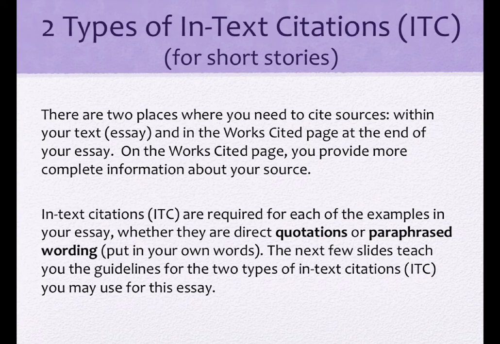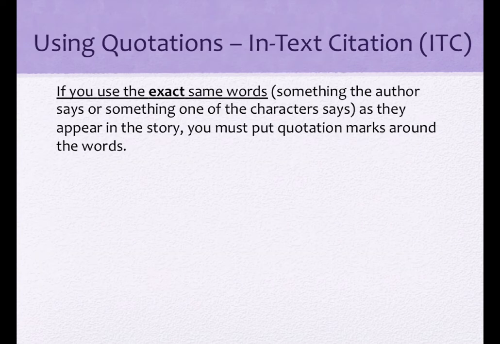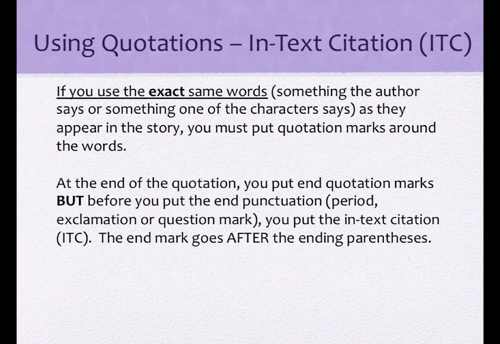The next few slides teach you the guidelines for the two types of in-text citations you may use for this essay. We'll start with quotations. If you use the exact same words, something the author says or something one of the characters says, as they appear in the story, you must put quotation marks around the words. At the end of the quotation, you put the end quotation marks, but before you put the end punctuation, the period, exclamation, or question mark, you put the in-text citation. The end mark goes after the ending parentheses.